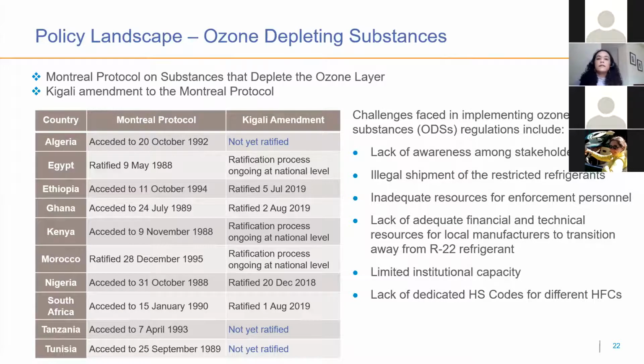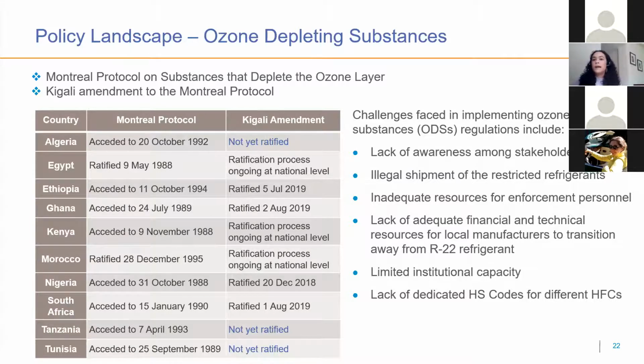So some of the challenges faced in implementing ozone depleting substance regulations include lack of awareness among stakeholders and illegal shipment of restricted refrigerants. Another challenge is inadequate resources for enforcement personnel. There's a lack of adequate financial and technical resources for local manufacturers to transition away from R22 refrigerant.